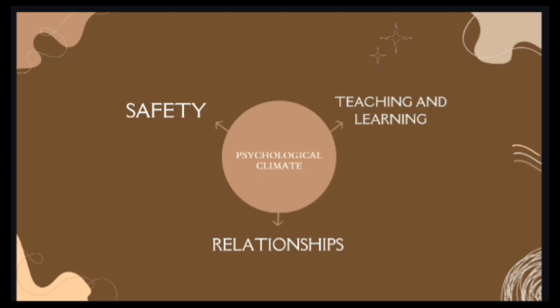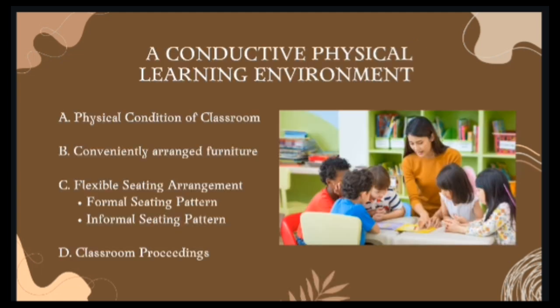So last is relationships. So both teacher and student should have positive connections between each other. Not just that, but also with the adults and peers in the school setting. And when we foster positive social interaction, it can establish a nurturing environment with trust and support for one another. So proceed to the next slide.